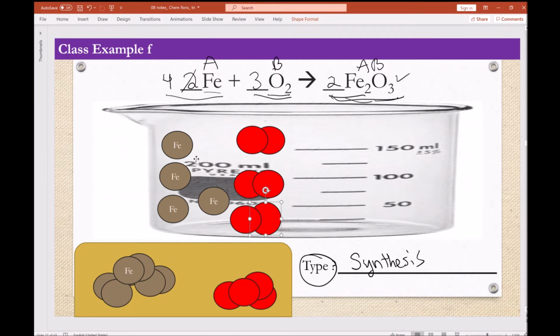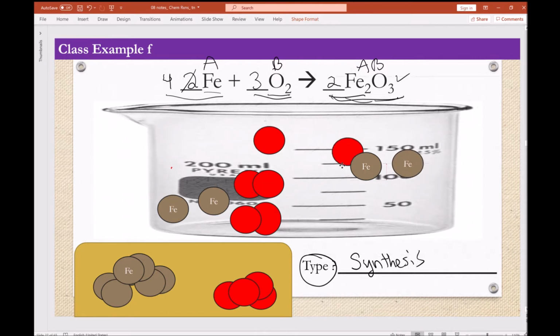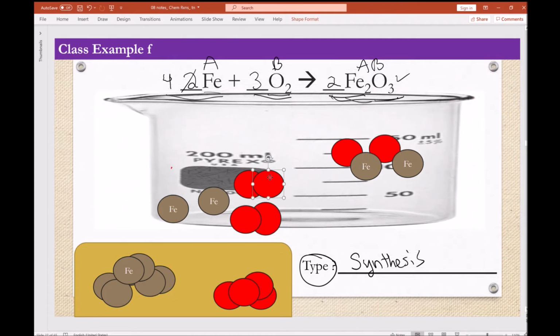Now these are my reactants. For this reaction to occur completely without anything left over, I should be able to use all of these reactants, all of these atoms, to produce these products. What I need to produce is 2 molecules of iron oxide. Each molecule of iron oxide has 2 atoms of iron, and 3 atoms of oxygen. Now I need 2 of these because my coefficient is 2.